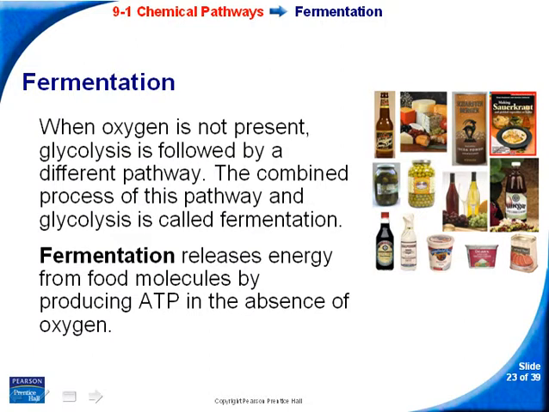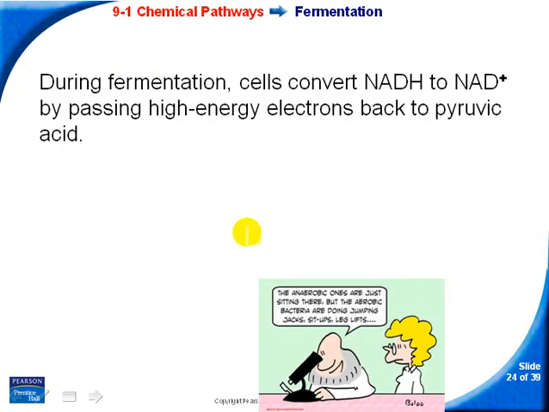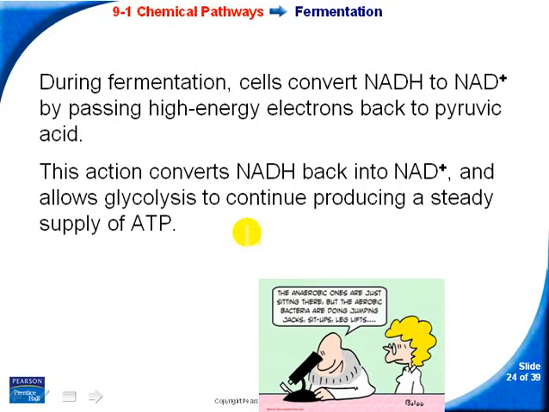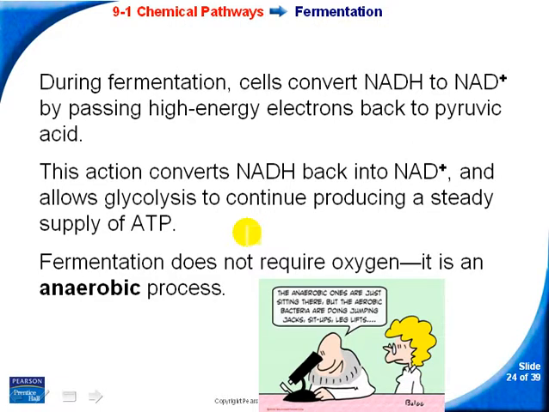Fermentation releases energy from the food molecules, but once again, there's no oxygen. That's the important part about fermentation. It does release energy, but there's no oxygen. So, during fermentation, we talked about NADH having those high energy electrons. What it does is it gives them back to the pyruvic acid. This converts the NADH back to NAD+, so they're ready to accept more electrons. And then this allows us to produce more ATP. Once again, it does not require oxygen, so we call this an anaerobic process.